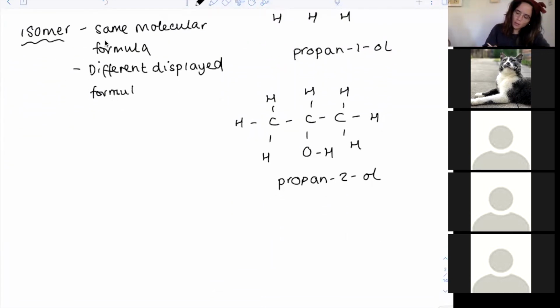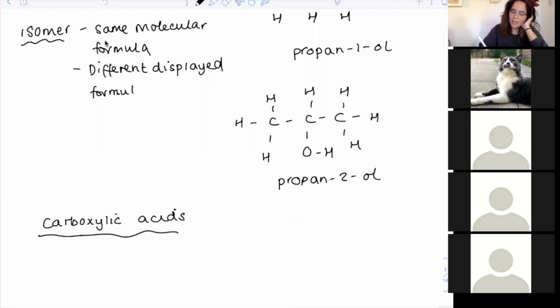Okay, so moving on to our third homologous series, we've met alkanes, alkenes, alcohols, now carboxylic acids. Now the functional group with the carboxylic acids this time looks like this. So fairly similar to alcohols in that we have an OH group, but notice that we have a C double bond O. And so you're going to find this structure in every single carboxylic acid. However, how we build up the family of carboxylic acids remains the same.